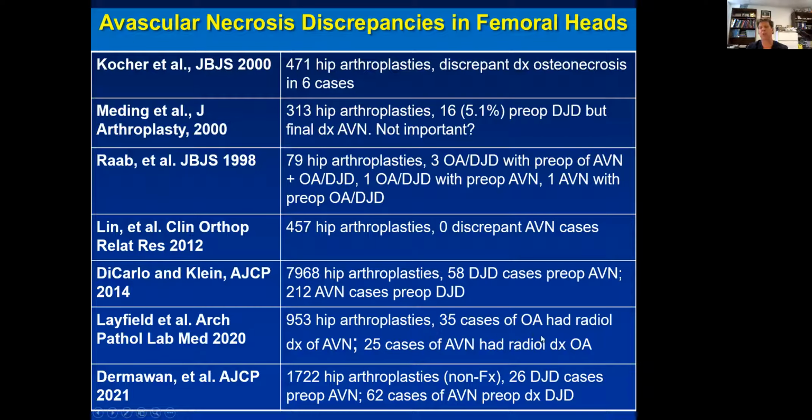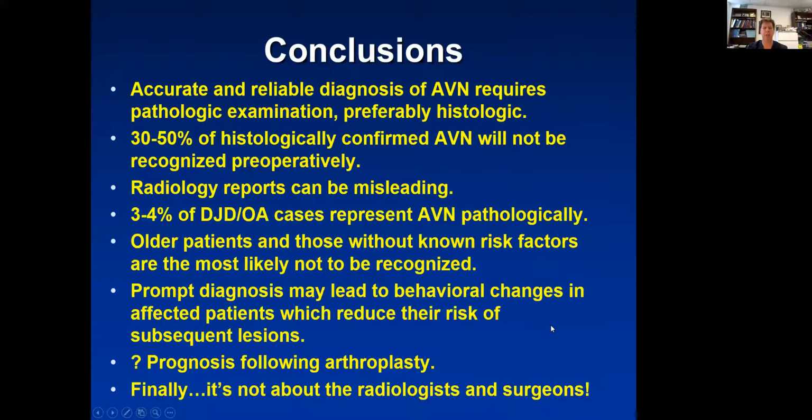But this was the first mention, before our study, of actually examining the radiologic diagnosis, not just the clinical preoperative diagnosis. And of course, our study, which looked at non-fractured hip arthroplasty specimens, found 26 DJD cases with a preoperative diagnosis of AVN and 62 cases of AVN with a preoperative diagnosis of DJD.